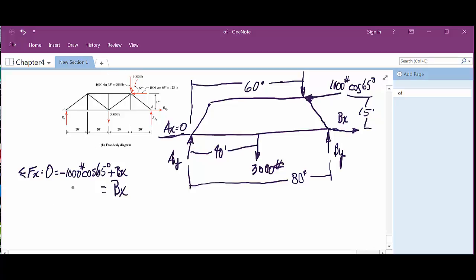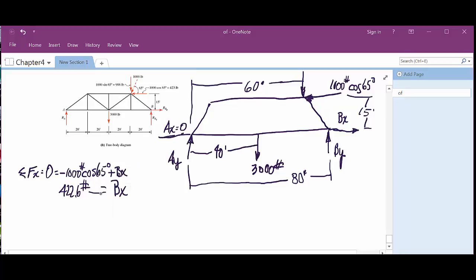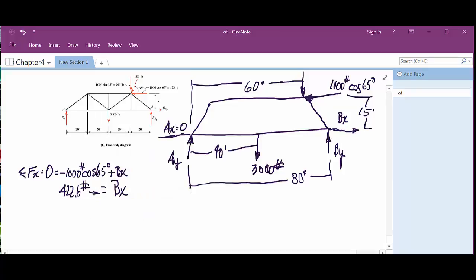422.6 pounds, right? End of discussion. Direction. Got to have the direction, right? To the right, correct? 422.6 to the right. So we're done with that. We feel good with that.